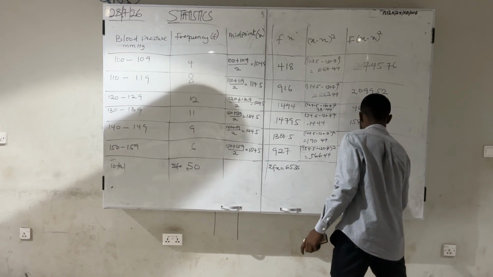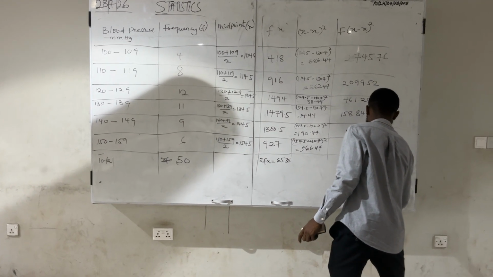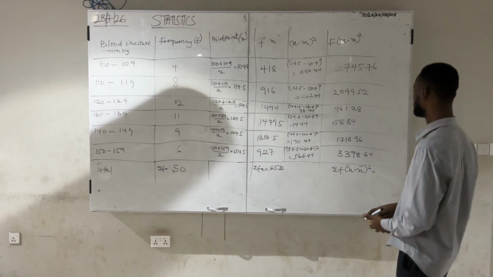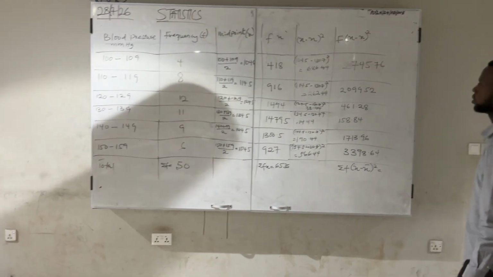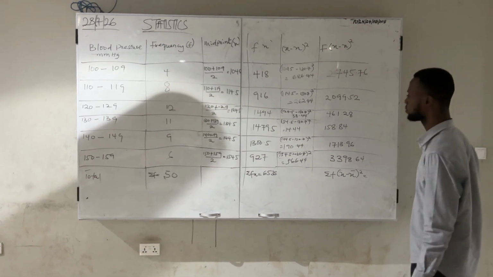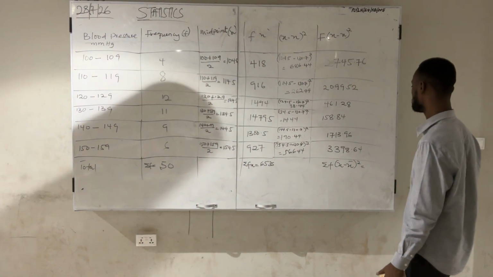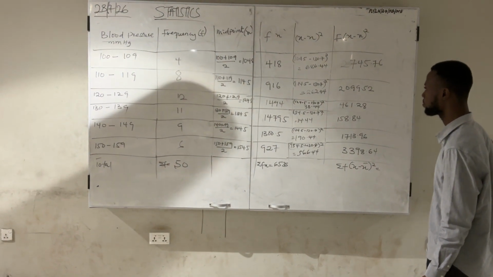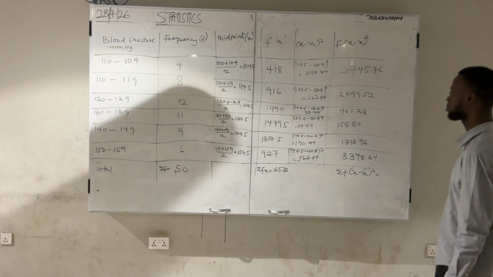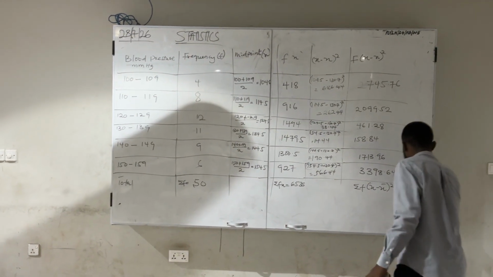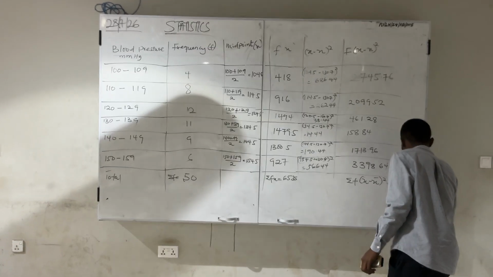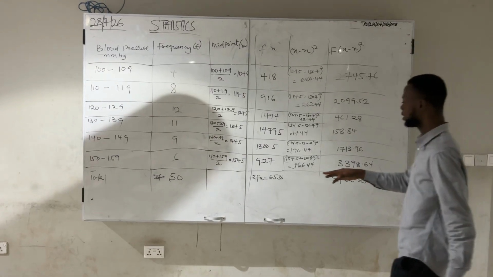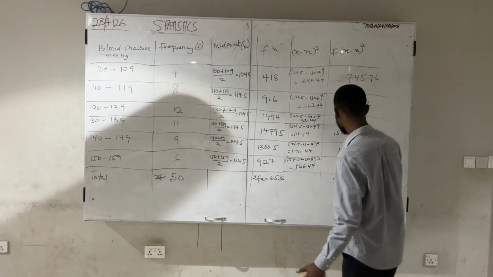So we have to do the sum of f times the deviation squared. That gives 10578 as the total. So now we have the summation of f, then the summation of f multiplying the deviation.